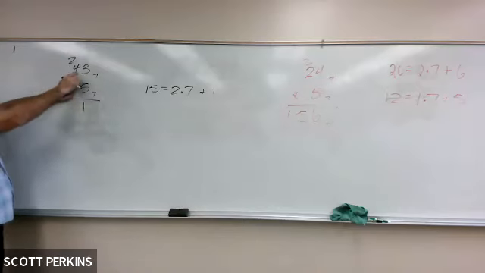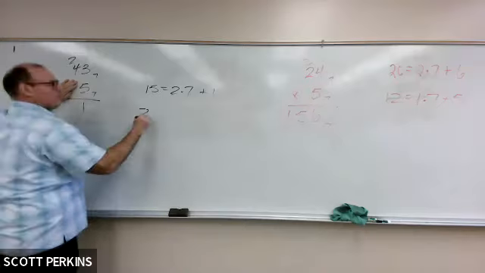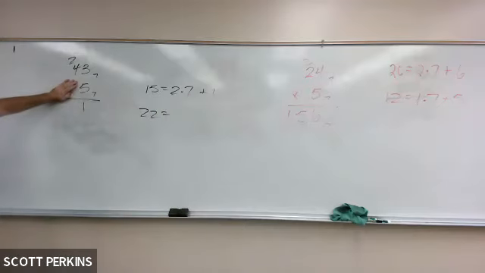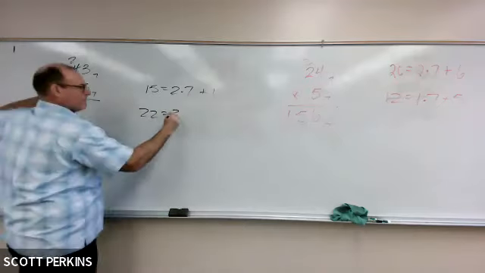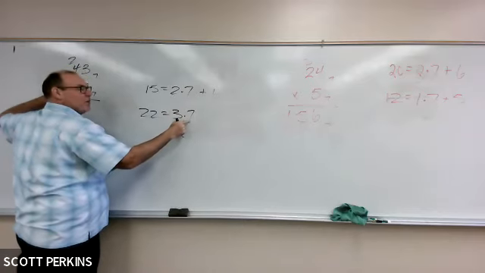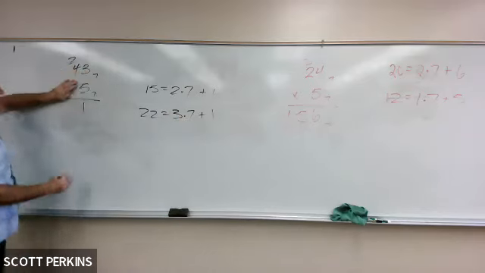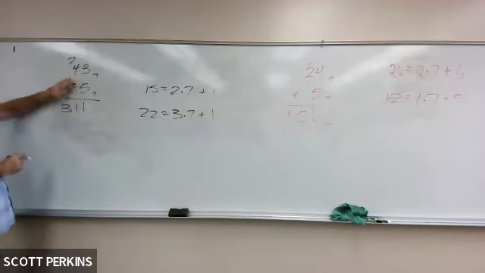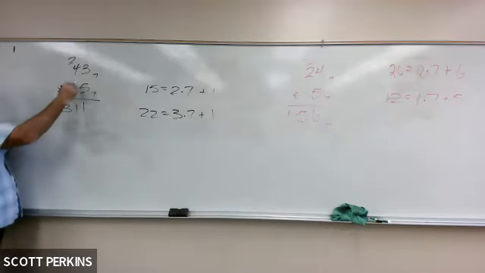5 times 4 is 20. 20 plus 2 is 22. How many full groups of 7 is 22? It's 3. So 3 times 7, that's 21. 3 full groups of 7 plus 1 left over. So I have 3 full groups of 7 plus 1 left over. Okay, you're right where I need you to be.